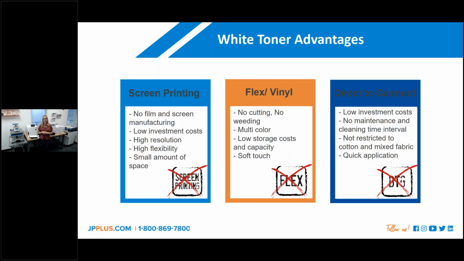Direct to garment, if you were looking at going into something like that, is extremely high in maintenance, and you're going to want to make sure that you're using that printer day in and day out to avoid some clogging of the ink. With heat transfer printers being toner based, it's almost virtually no maintenance. You can literally turn it off for 6 months, turn it back on, and have no issues.